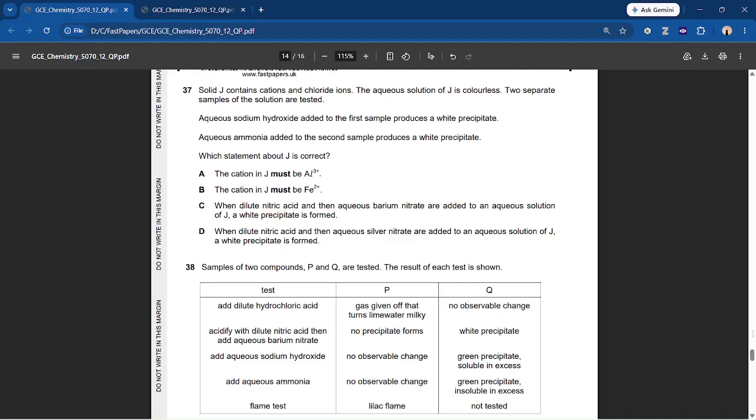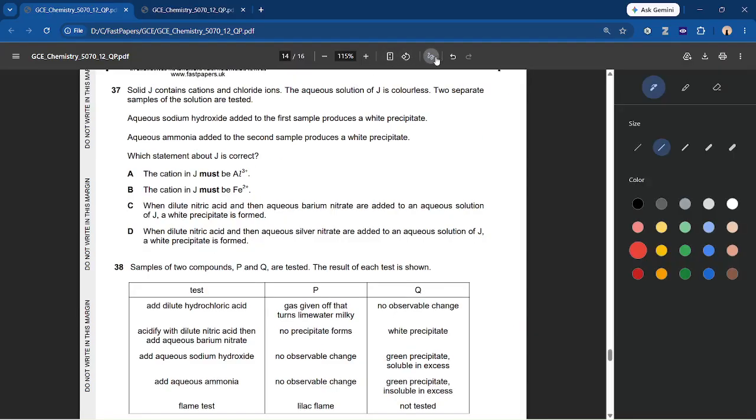The cation in J must be aluminum. The problem with this question is it says must. So it's not must, because this could also be zinc or calcium. So this is incorrect. The cation in J must be iron. Again, we're getting white precipitates. Iron has a different color for that. Iron is always a green precipitate. So not iron.